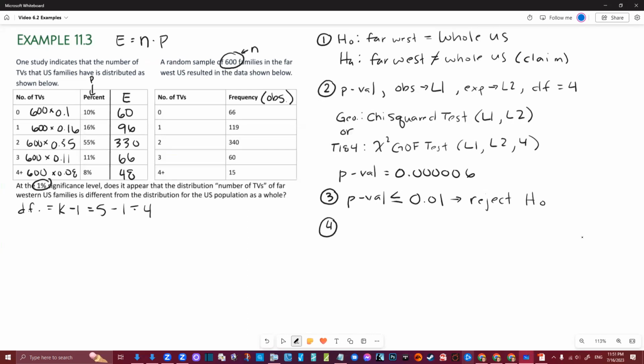For step 4, we start our sentence by looking at step 3. We rejected the null, so we do have enough evidence, sorry. So there is enough evidence to, and then we go back to 1 to determine support or reject. And since our alternative is our claim, we're talking about supporting or not supporting. In this case, there is enough evidence to support the claim.